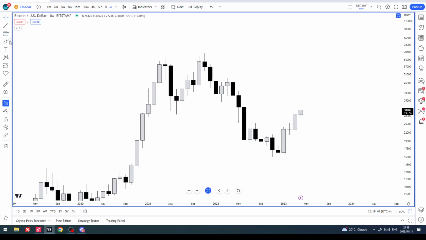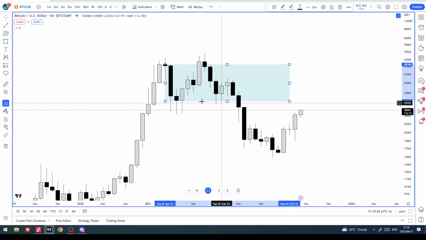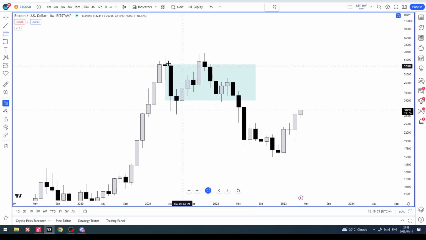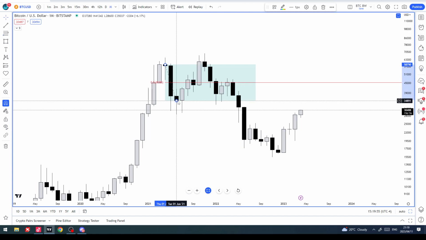So on a monthly time frame, we have the BPR all the way up here, right? You know that. Price moved through this 1, 2, 3, 4 times. So this is the monthly BPR, and then the equilibrium of that being around 45,385.